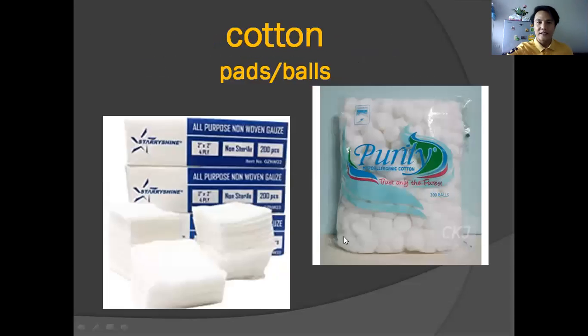Next, do you remember? It's cotton. There are two kinds of cotton: cotton pads, this one, and cotton balls. Again, what is it? Cotton pads, and this is very good, cotton balls.